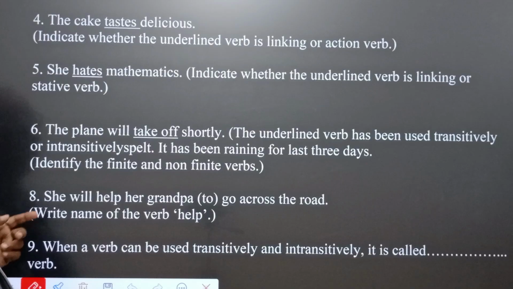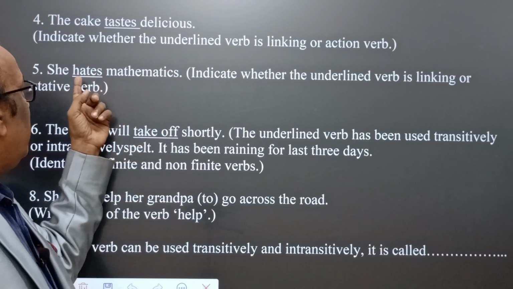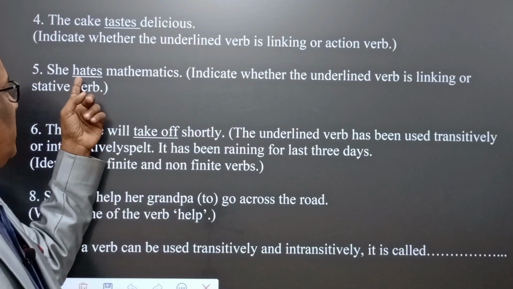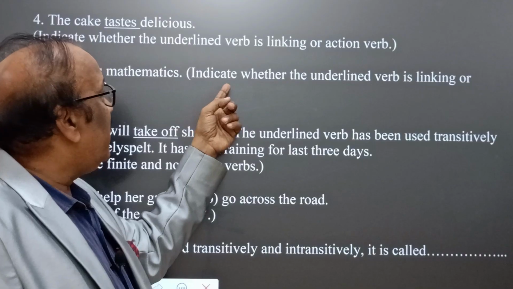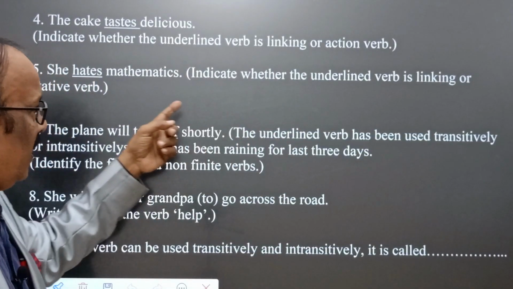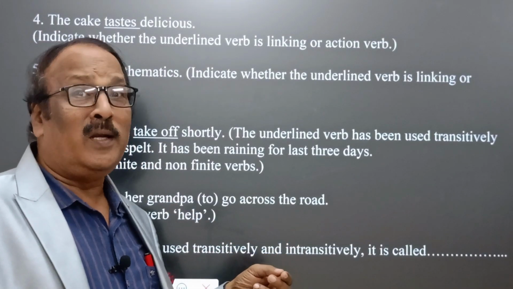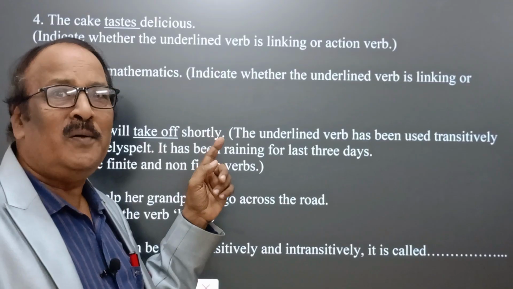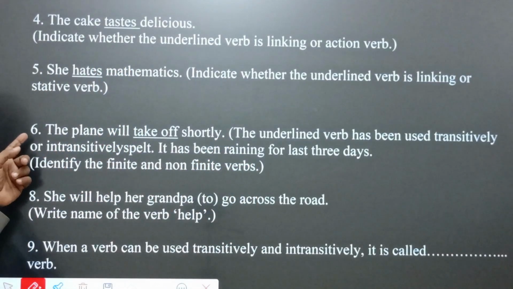Question number 5. She hates mathematics. Here the underlined verb is hates. The instruction is to indicate whether the underlined verb is a linking or stative verb. Here we also have 2 alternatives. You have to decide. Okay? Yes. Now question number 6.